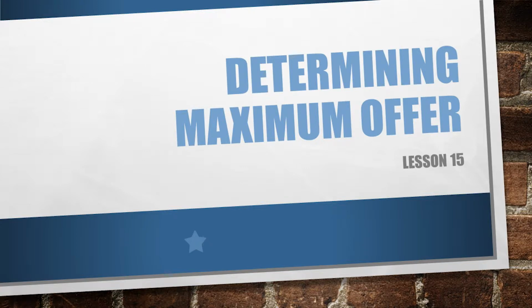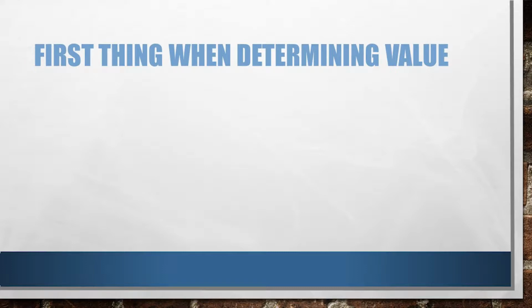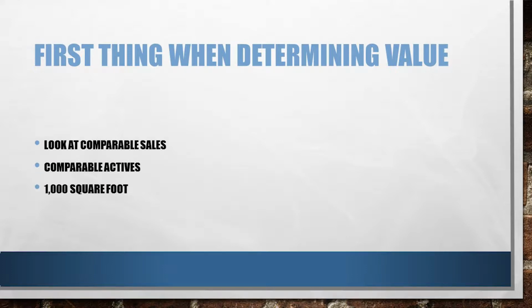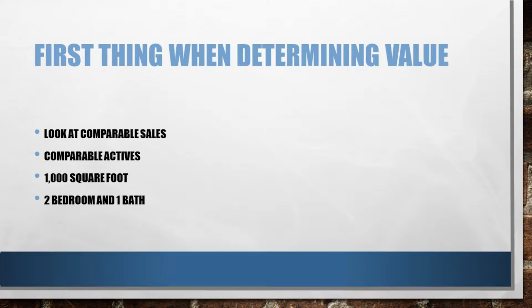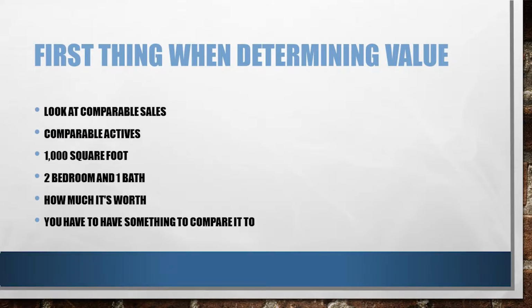Finding value, how to determine maximum offer. So the first thing we have to do when we determine value is look at the comparable sales and the comparable actives. What I mean by that is, let's just say, for instance, you can buy a 1,000 square foot, 2-bedroom, 1-bath. You want to know how much it's worth. Well, you have to have something to compare it to.